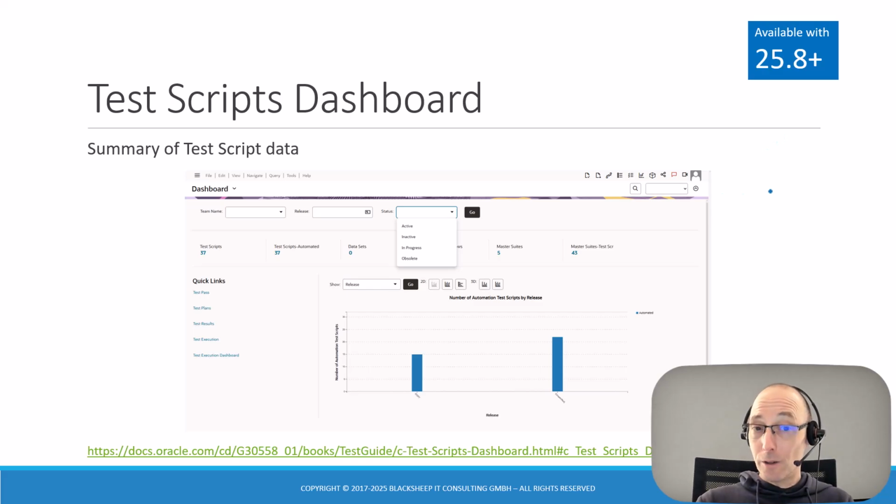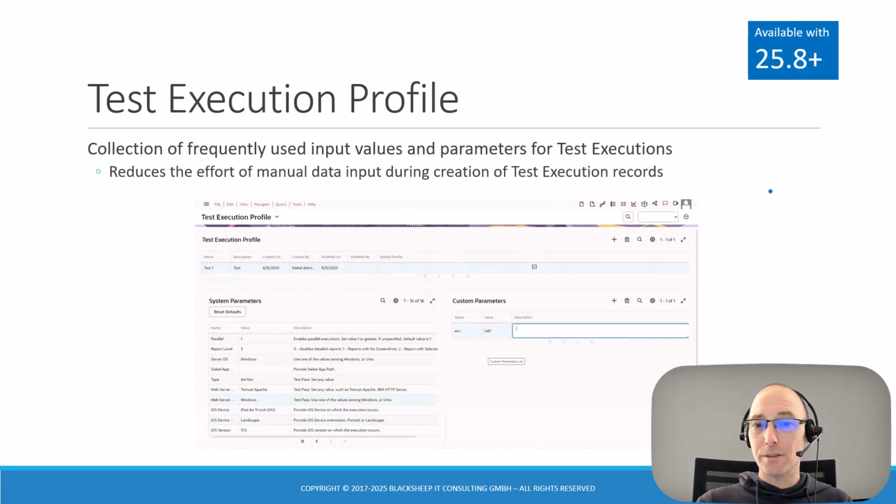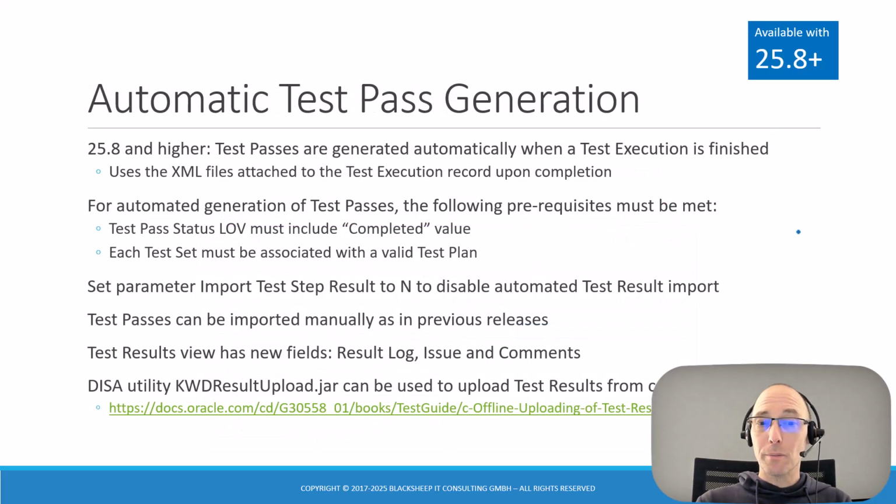Then in the test automation area, we have new dashboards to summarize test script data and result data from test executions. There's also something called a test execution profile, which makes it easier to create those test execution records. And we have something called automatic test path generation. So if you're really into test automation, 25.8 is a big release and makes things a lot easier and a lot more professional.